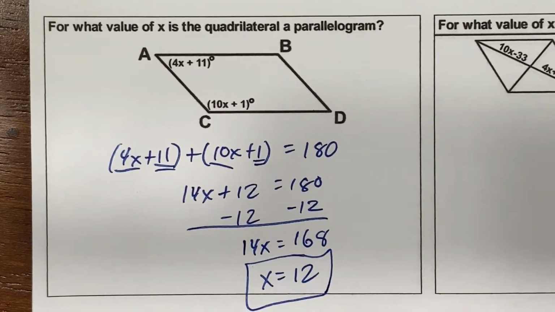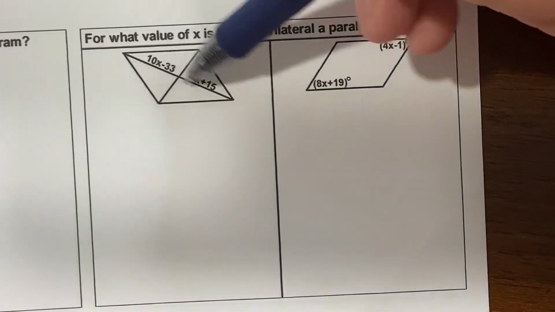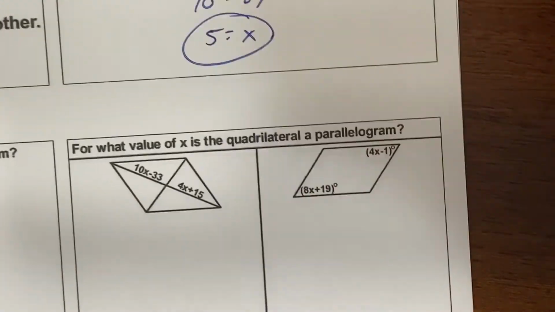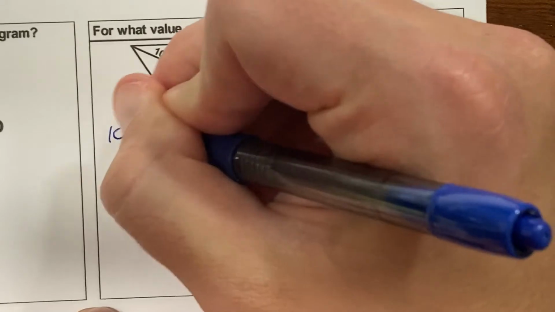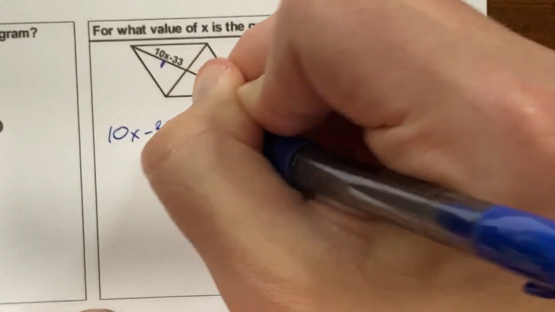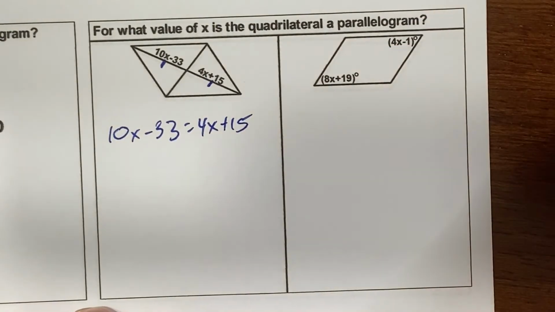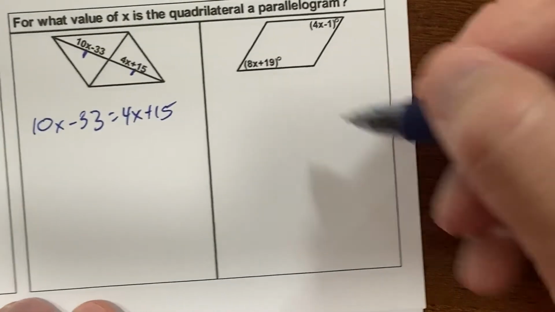Okay, so let's look over here. This one would be the same thing as this problem. You would just set your two diagonals. This is congruent to that. 10x minus 33 equals 4x plus 15, and you'd solve for x. Okay, I think you might get 8. Okay, you might get 8. Next one.